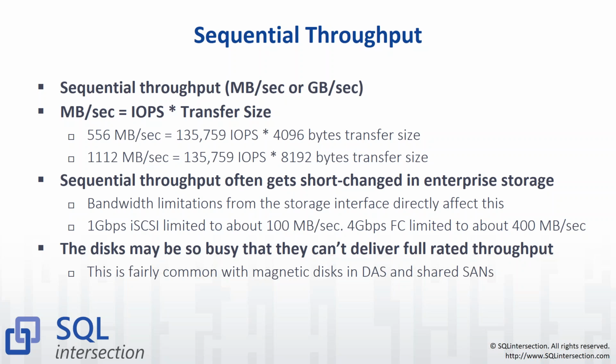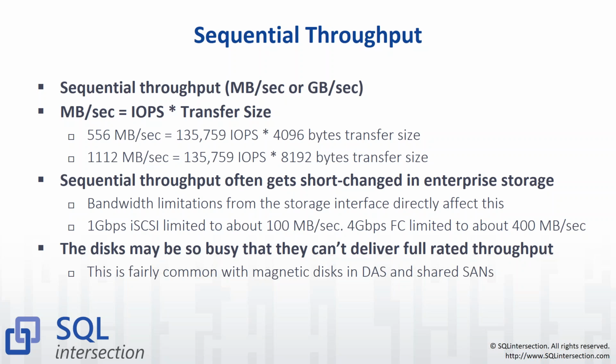So you can go from 556 megabytes per second with a 4K transfer size versus 1112 megabytes per second with an 8K transfer size that SQL Server uses, with the same number of IOPS. So knowing what the transfer size is, is really important.